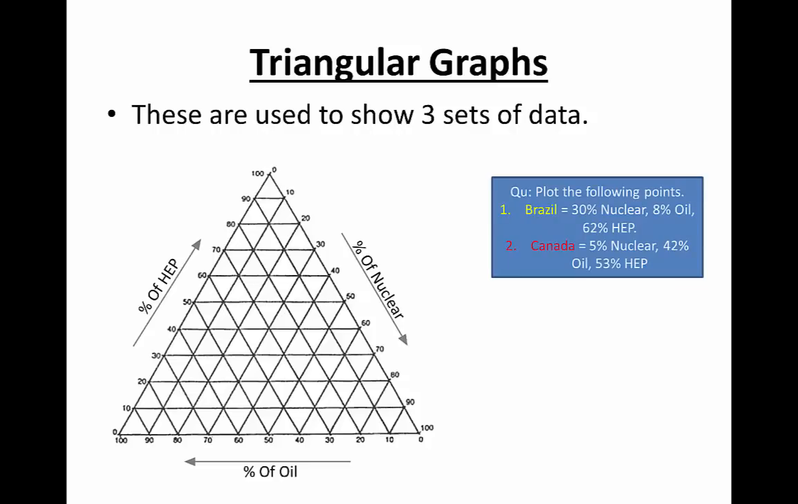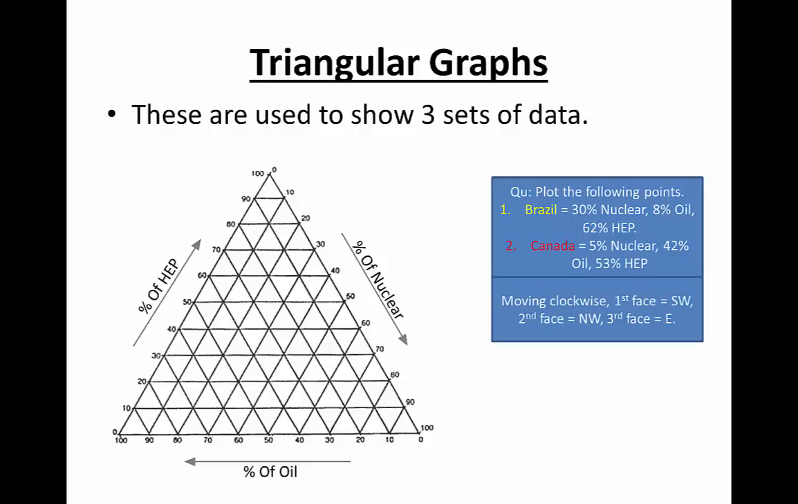So first let's go and try and plot Brazil. It says that 30% of its total energy is from nuclear, 8% comes from oil, and 62% comes from hydroelectric power. So how do we plot it on? Well, it's quite simple. Firstly, we have to move clockwise from each face and see where we're going to draw from in order to plot each of our points.